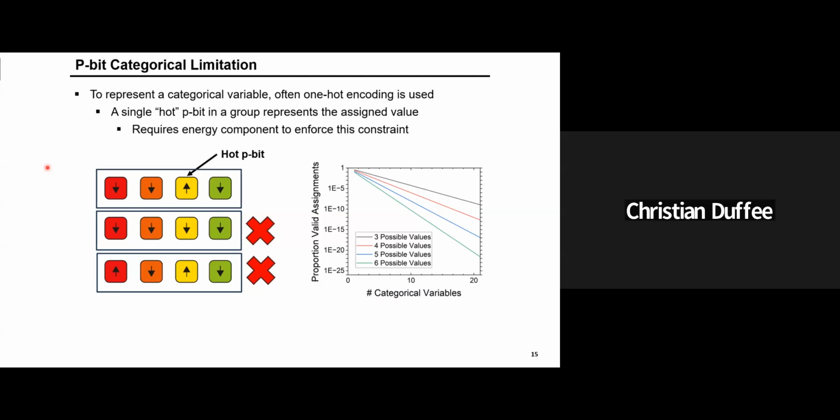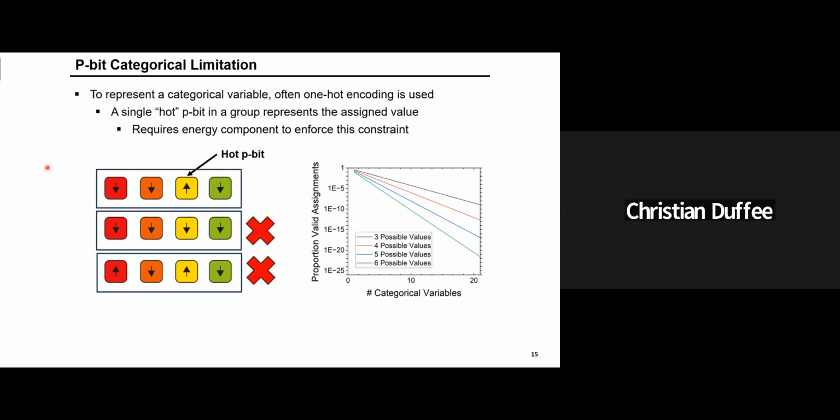So for each variable, you have a number of p-bits equal to the number of possible values. So if you have n variables and d possible values, you have n times d p-bit representation. In each collection here, you have exactly one p-bit that is in the up case, which encodes the value of the variable. Of course, this leaves some room for error. If no p-bits are in the up state, the value of the variable is undefined. And if more than one p-bit is in the up state, then it is similarly undefined or underdetermined.